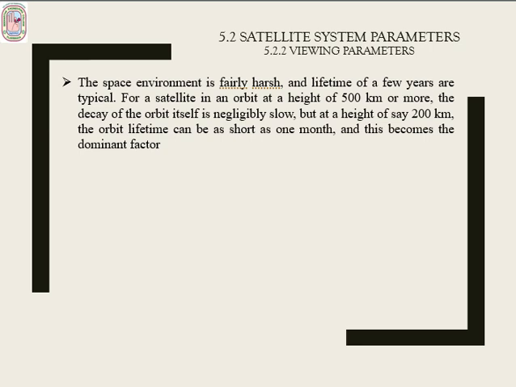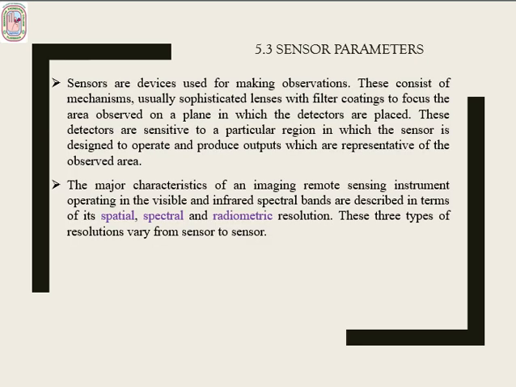In an orbit at a height of 500 kilometers or more, the decay of the orbit itself is negligibly slow, but at a height of say 200 kilometers, the orbit lifetime can be as short as 1 month, and this becomes the dominant factor in maintaining the satellites. The second one is the sensor parameters.